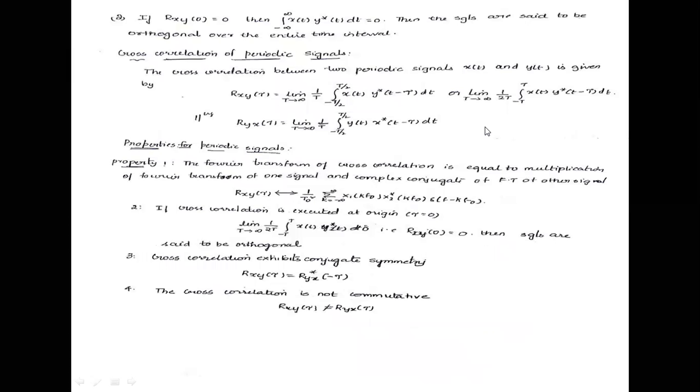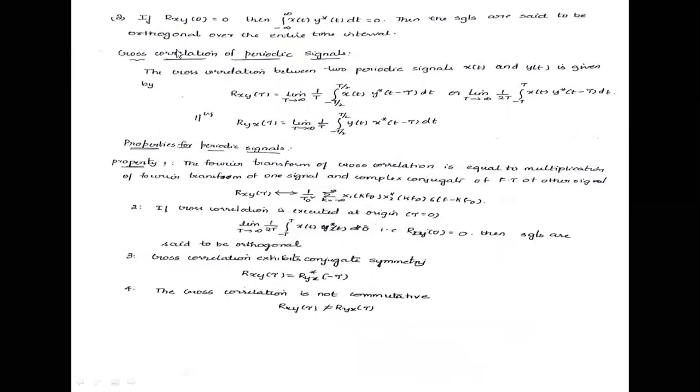Then another property: when tau is equal to 0, the signals are said to be orthogonal over the entire time interval. The integral of x of t, y star of t dt is equal to 0. This is for cross correlation, my dear students. These are the properties for the cross correlation of energy signals. In complex functions, complex orthogonality gives the integral of x of t, y star of t dt equal to 0.